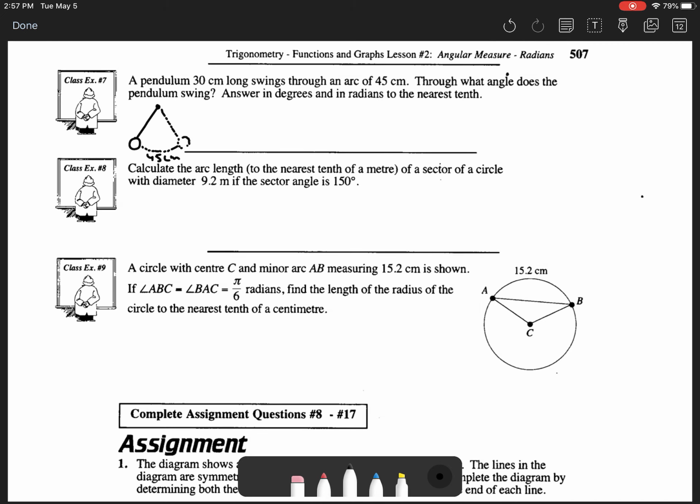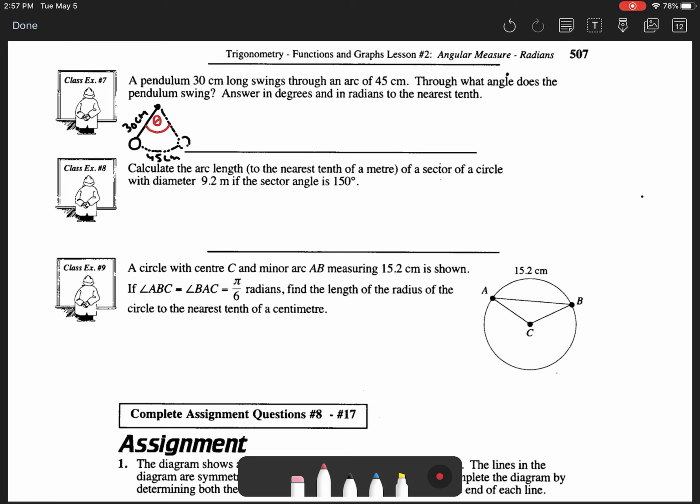So the pendulum itself is also 30 centimeters long. So this is 30 centimeters long, and that's like the radius of a circle from the center to the outer edge. So they're looking for the angle that the pendulum swings through, from here to here. So there's the angular measure that we are looking to calculate.